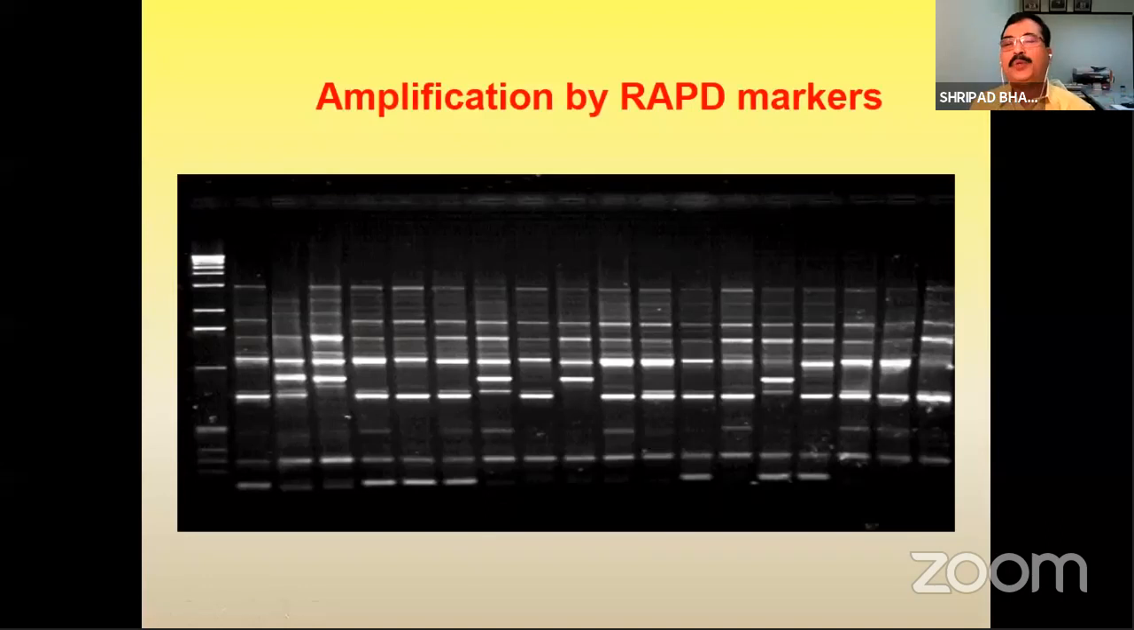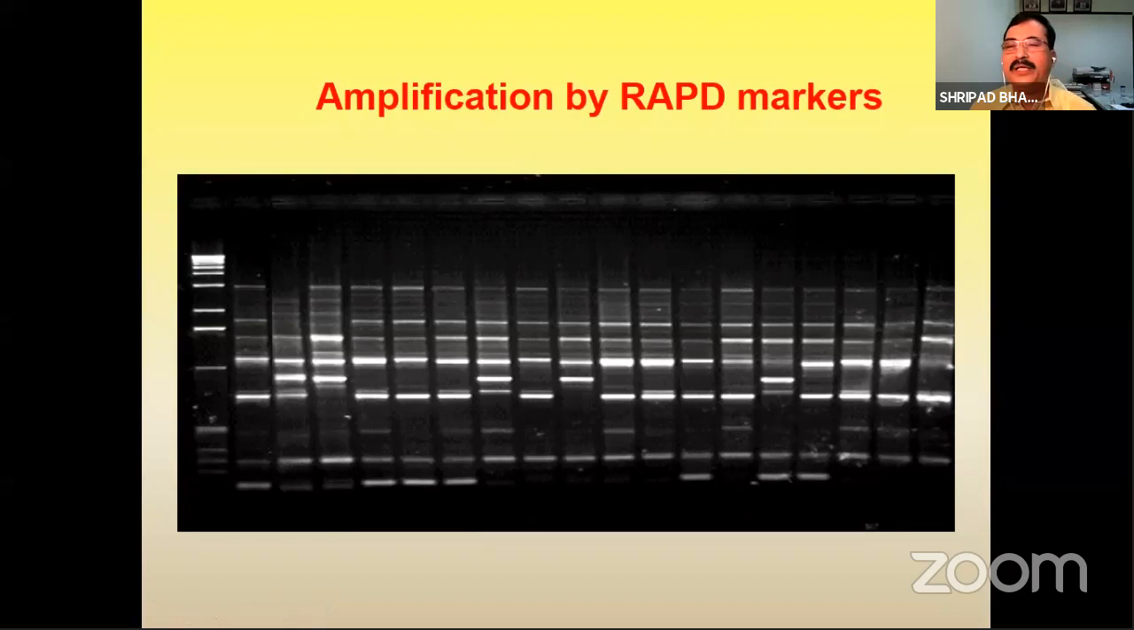Now, where is the polymorphism? If you remember, I told you RAPD comes under the dominant marker category. For a dominant marker, the simple principle is present or absent. Now, let me show you. You take this particular band here. This band is present in these three genotypes or three individuals.